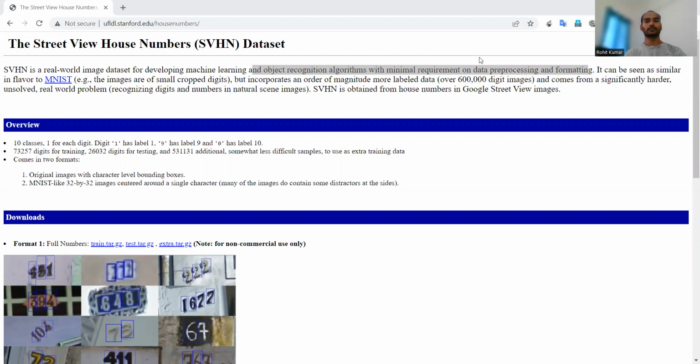So, when we are discussing this particular dataset, let me tell you some of the features. This dataset includes 10 classes, one for each digit, meaning 0 to 9, and hence the digit 1 has the label 1, and 9 has the label 9, and so on. And we have 73,200 plus digits for training and more than 26,000 digits for testing.